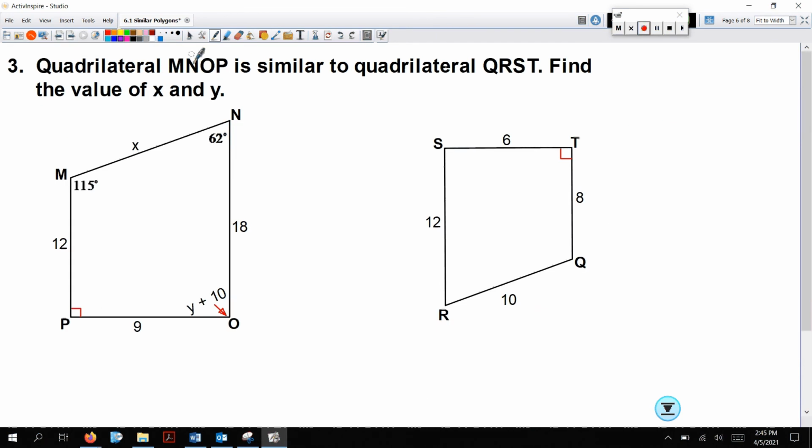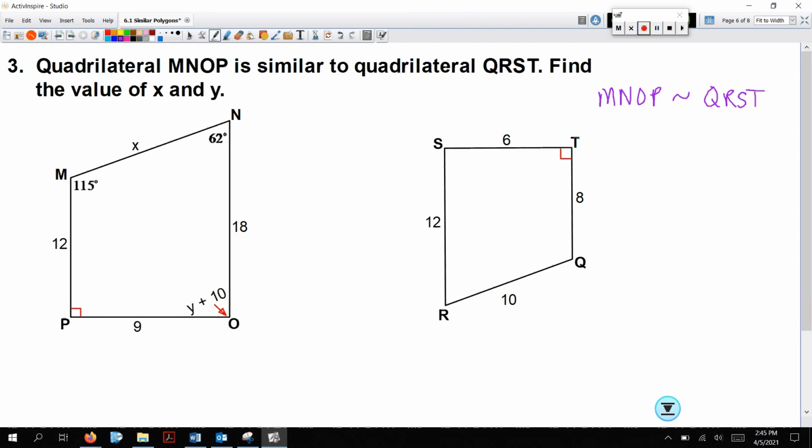Okay, quadrilateral MNOP is similar to quadrilateral QRST. We are going to find the value of x and y. So MNOP is similar to QRST. Let's check it out. First off, let's find the scale factor.